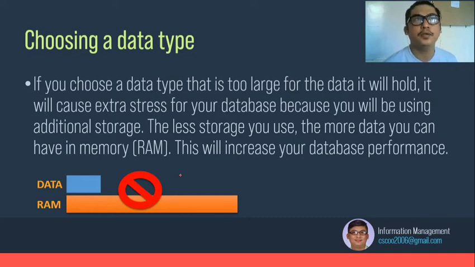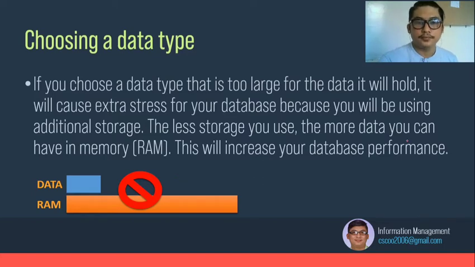For example, if you just require digits from 1 to 10, it's advisable to use bit, because it holds 1 to, I think, 64 digits only. But anyway, some users prefer integer or decimal, but it's a good consideration to identify the appropriate data type for your column or field.